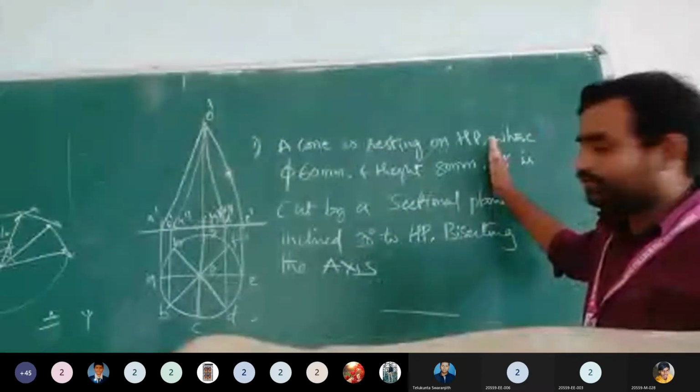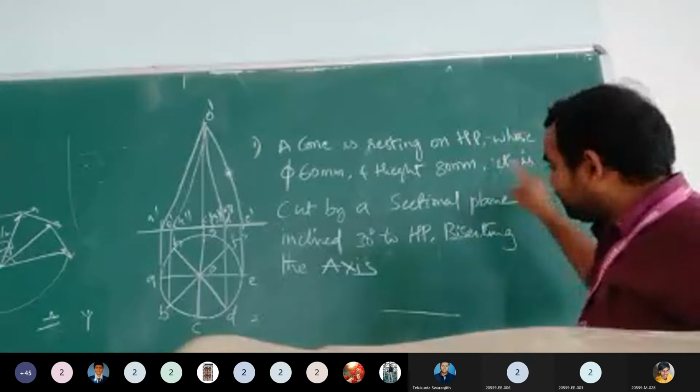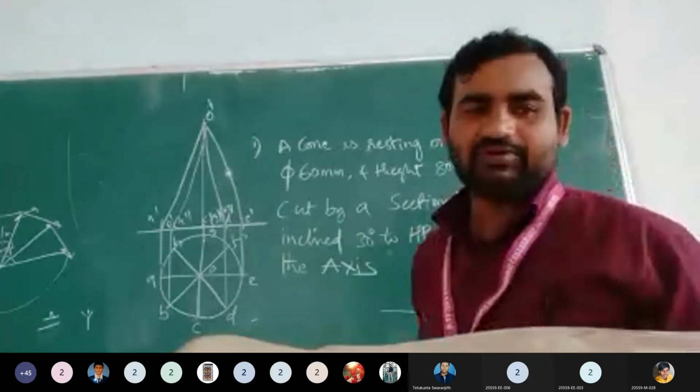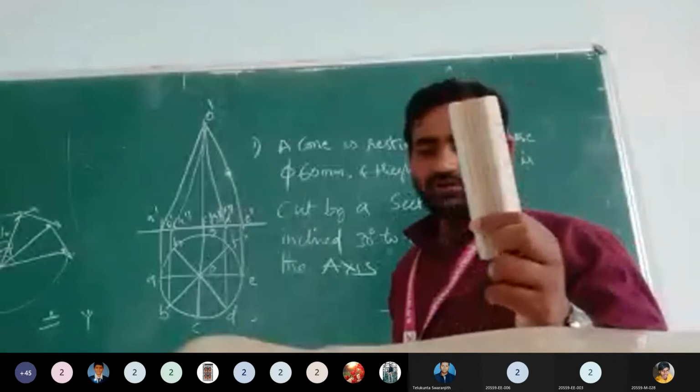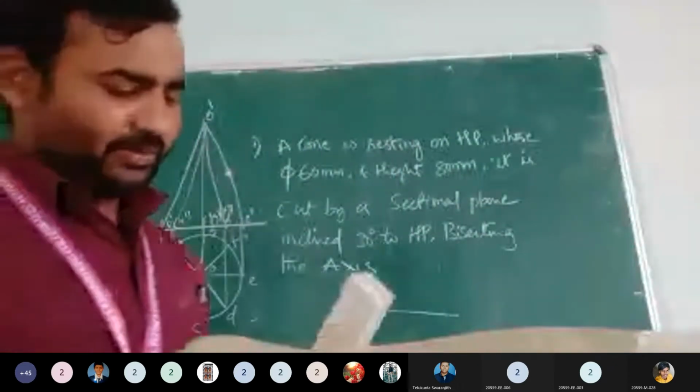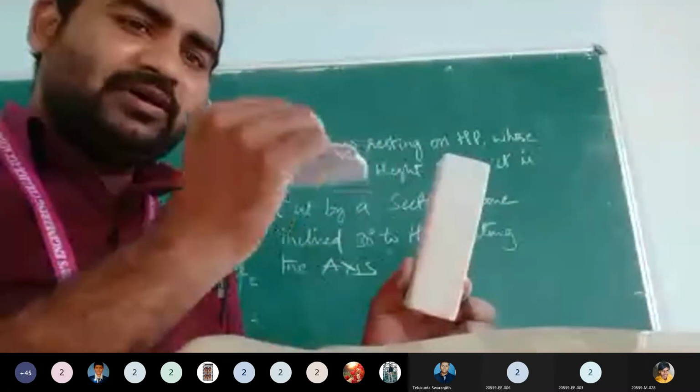80 mm. Okay. Now it is cut by a sectional plane. What do you mean by sectional plane? See, for example, this is a cone. Let us assume. Okay. And this is a paper. Okay. Let me take one paper. Plane means what? As already you have known, this is your plane.